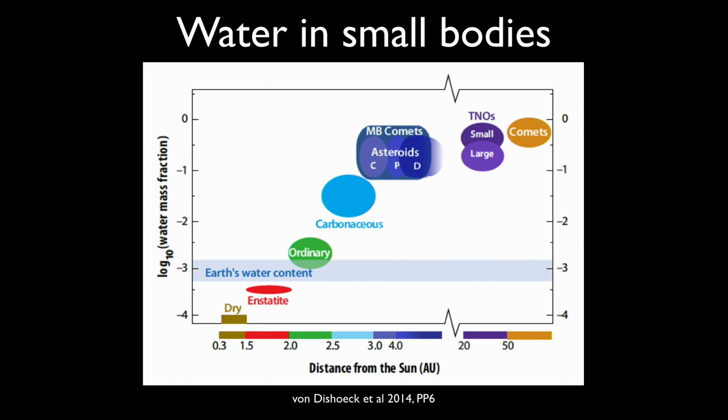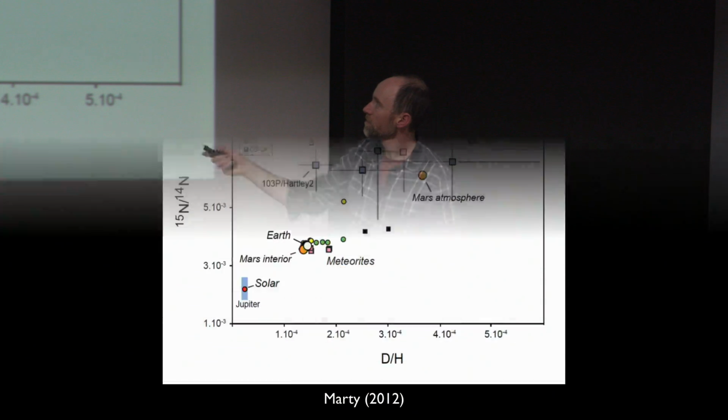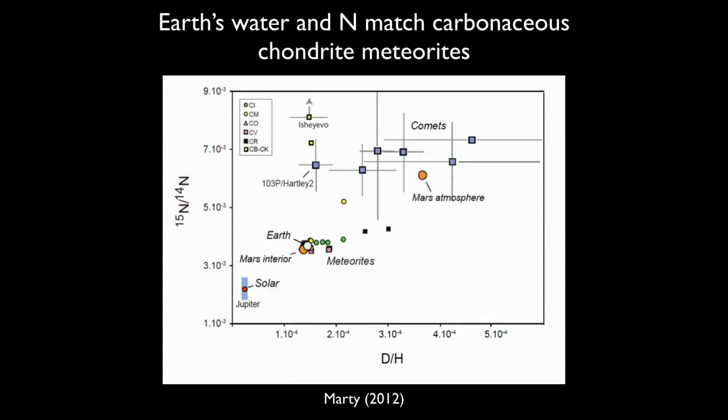Anyhow, and then further out, comets, main belt comets and normal comets can have much more water. And there are chemical constraints in terms of isotopic ratios of the water, in particular nitrogen isotopes, hydrogen isotopes, typically the D to H ratio.